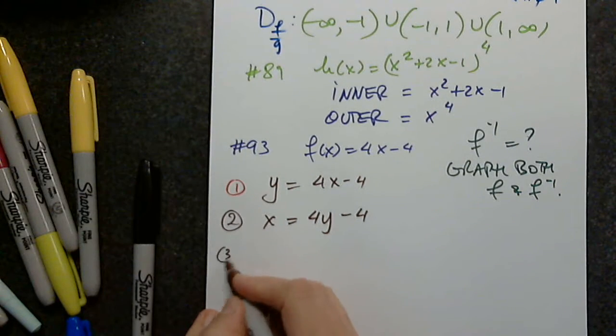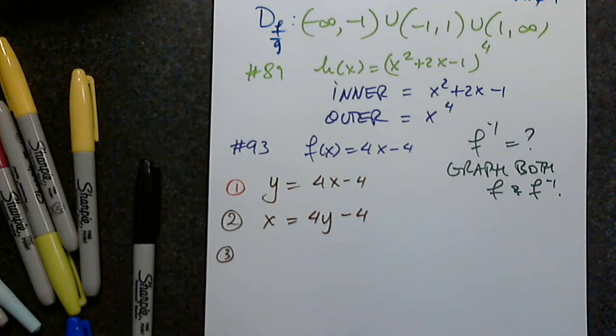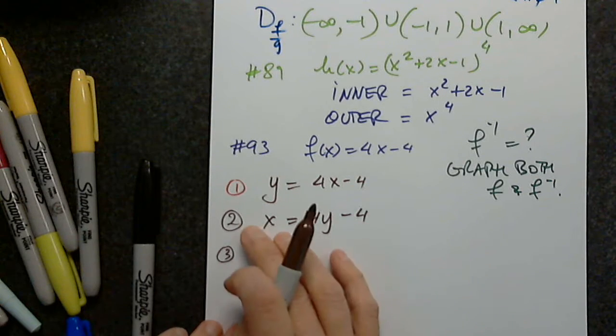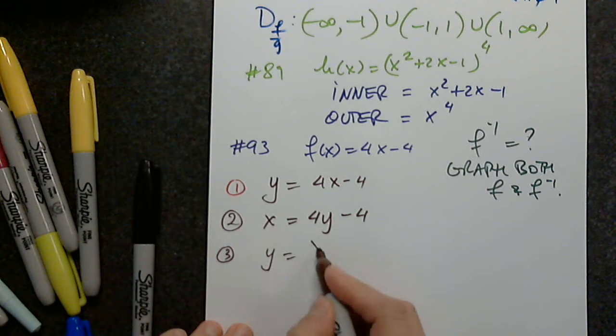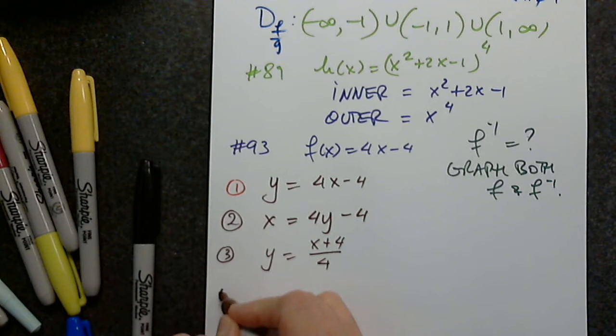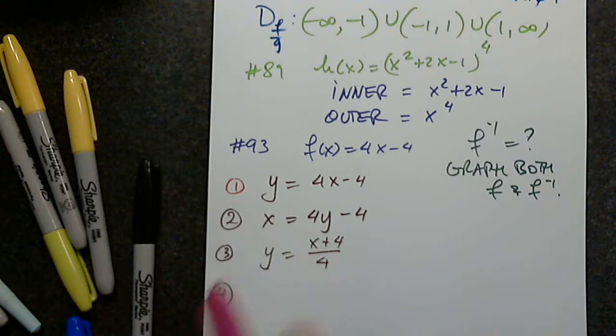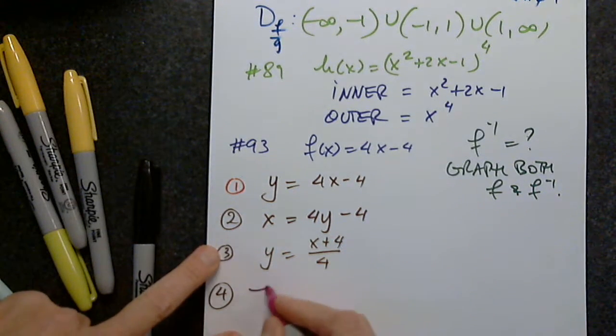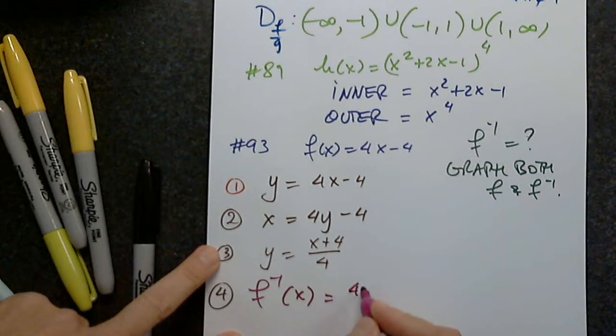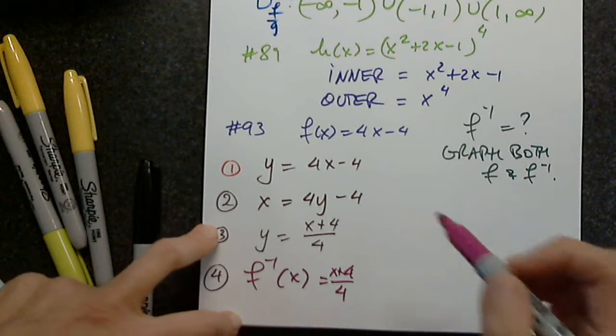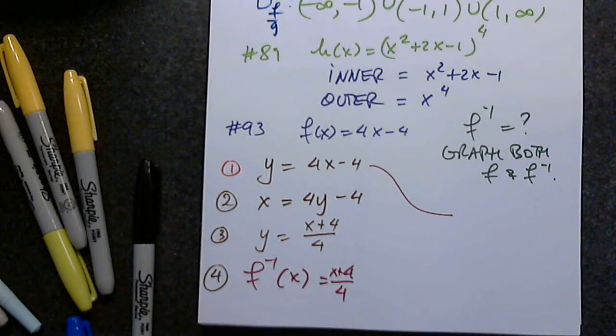Good. Step 3. What do we do in step 3? Yes. So I was solving for y by adding 4 and dividing by 4. So y equals x plus 4 divided by 4. Final step. In the final step, I replace the notation y by f inverse. Yes, you're right, but f inverse. So it's x plus 4 over 4. Perfect.